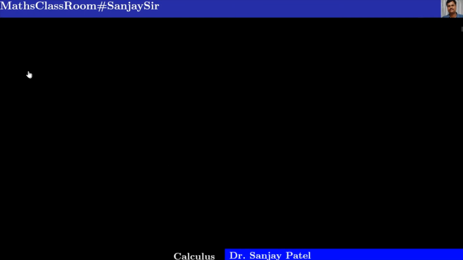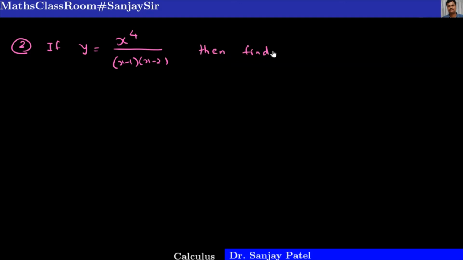Consider the second example. If y is equal to x raised to 4 upon x minus 1 into x minus 2 is given, then find the value of the nth derivative. Okay.